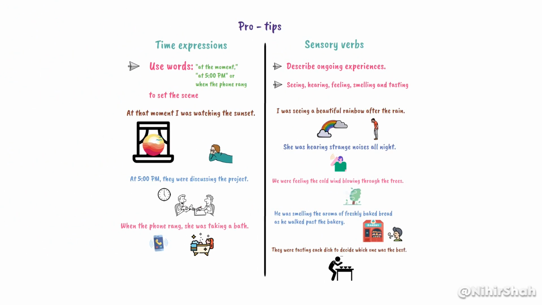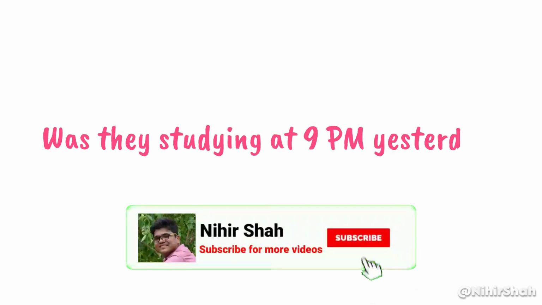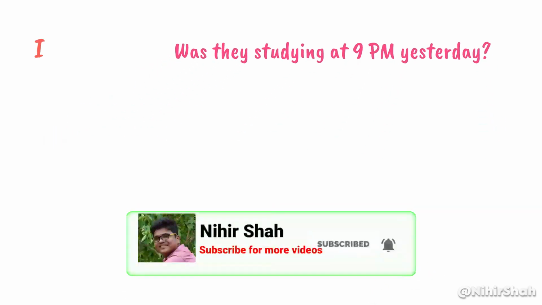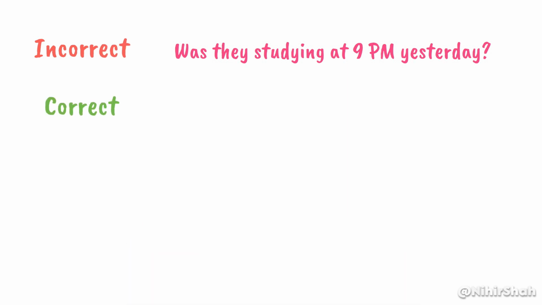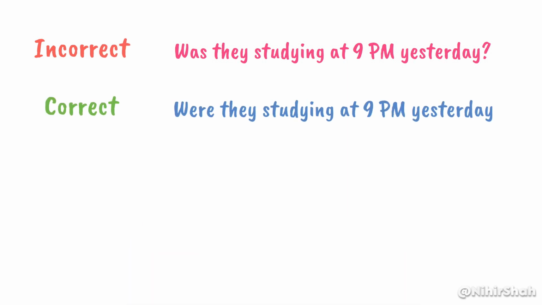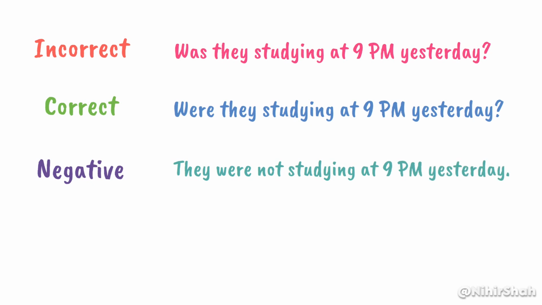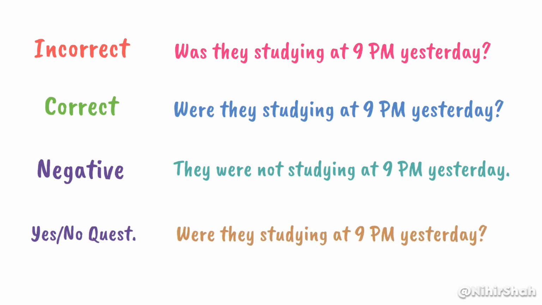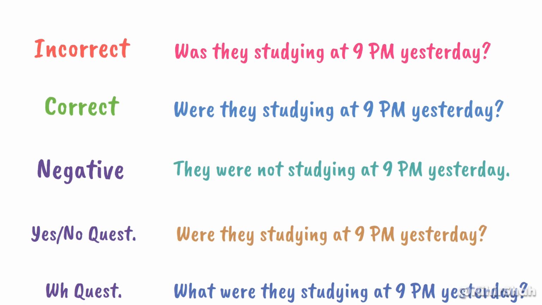Now, let's sum up with some practice questions. Was they studying at 9 pm yesterday? Is this sentence correct or incorrect? This is incorrect. The correct sentence is, were they studying at 9 pm yesterday? Can you convert it into a negative sentence? The negative sentence will be, they were not studying at 9 pm yesterday. And now, into a yes-no question form. The question will be, were they studying at 9 pm yesterday? And what about WH question form? The WH question form will be, what were they studying at 9 pm yesterday?